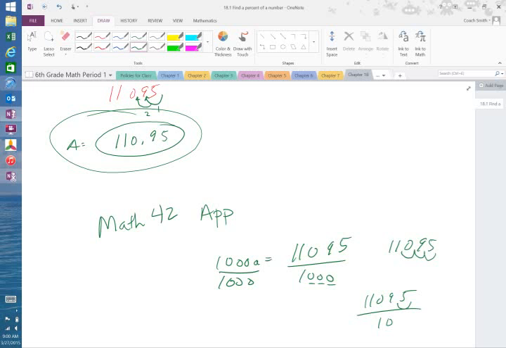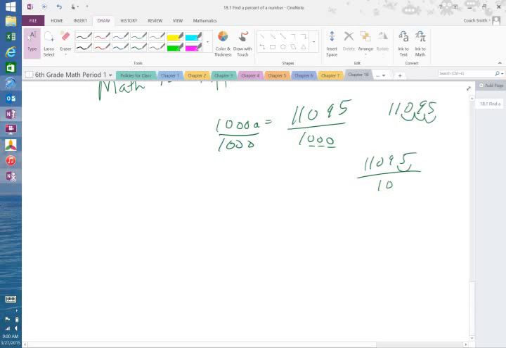All right, go ahead and put your desks back. Your homework is to have Math 42, or those of you that have Android, you can download YSolver. It's similar to Math 42. That's it. We're going to finish it up on Monday.